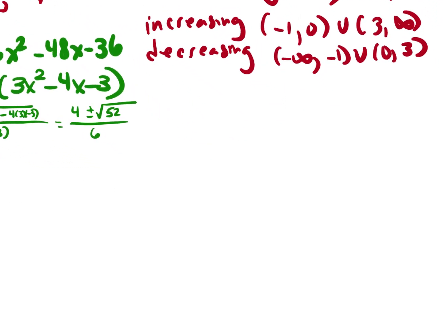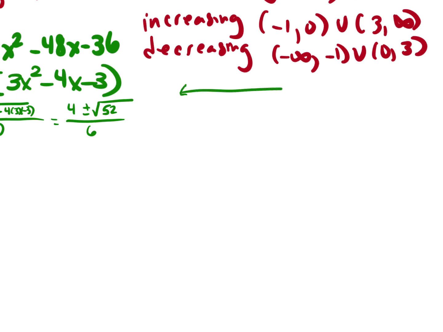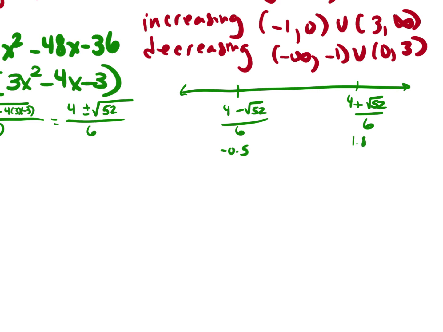So on our sign chart, I'm going to make sure I have 4 minus radical 52 over 6, and 4 plus radical 52 over 6. It would be somewhat helpful to know what those values are, because otherwise I'm going to have a tough time picking test points. If I put these in the calculator, this one is about negative 0.5 something, and this one is about 1.8. That'll help me get my test points. So I'll pick 0, negative 1, and 2.